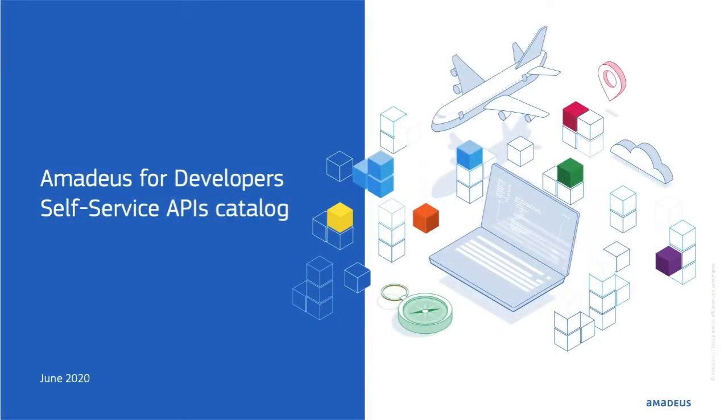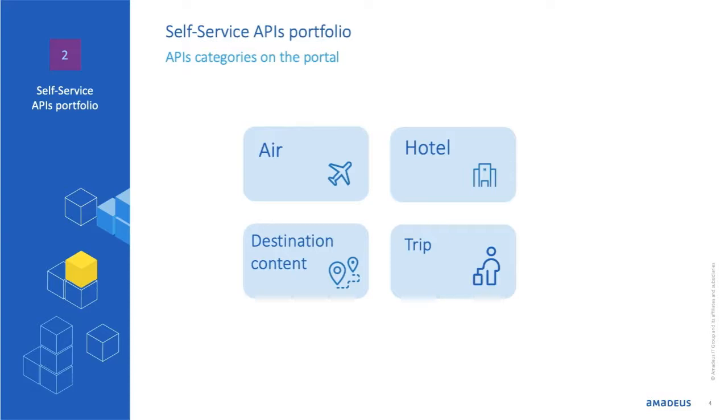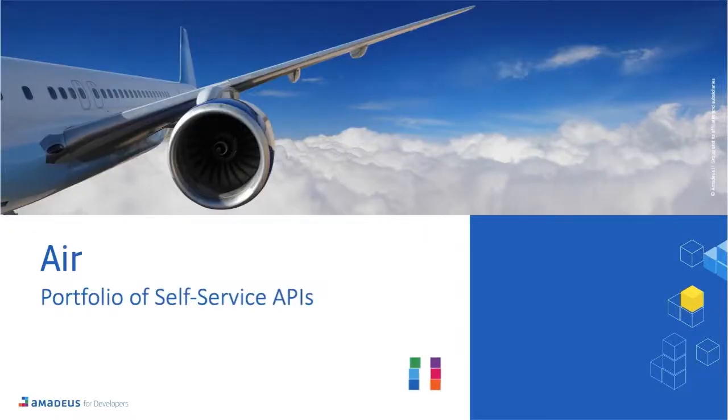Hello everyone, in this video we're going to cover the self-service API catalog of Amadeus for developers. The catalog has 4 different categories: air, hotel, destination content, and trip. Let's start with the air category.